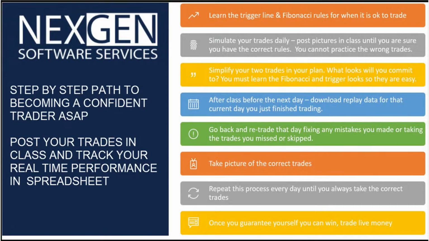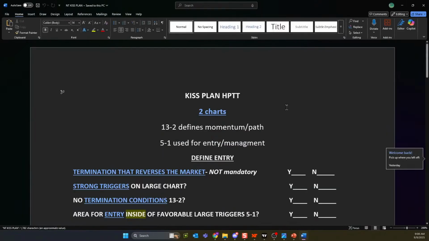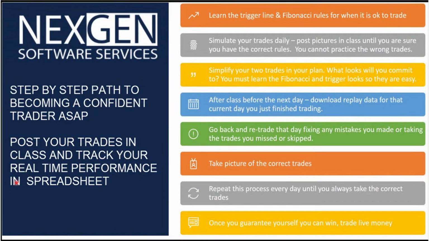I'm going to give everyone in the room a plan. I'm going to give you the TradingView plan. I'm going to give you the NinjaTrader plan. Both of these are labeled KISS plan, the Keep It Simple Sunshine plan. This is the most basic approach to finding success with the software. This is designed to optimize your chances of success. These are the trades that are designed to teach you to read your indicators. These are your stepping stones in your learning journey. Those were just dropped in the room. Please download them, put them in your collection.